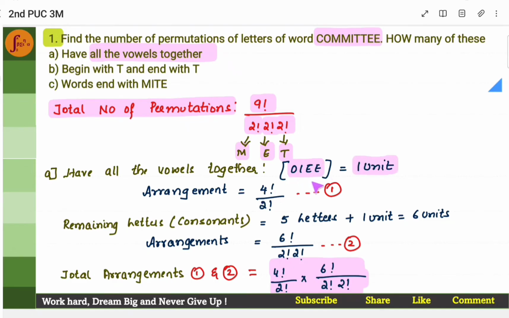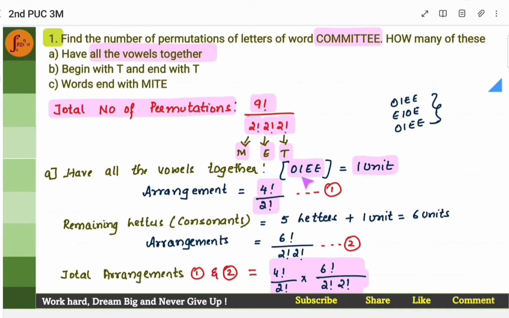Now within these vowels, they can be arranged in different ways, right? It can be O, I, E, E, or it can be E, I, O, E, or something like this. Any kind of arrangement is possible. So you have to find the number of arrangements in this unit. The number of arrangements depends on the number of letters. 4 letters, so 4 factorial. In the denominator, you should have the repeated letters. You have only E repeating twice, so 2 factorial.